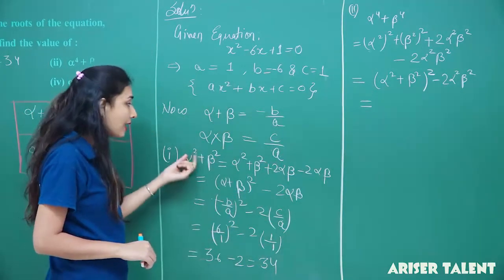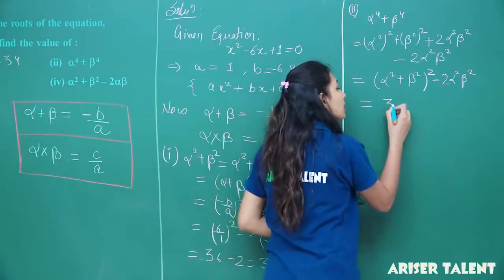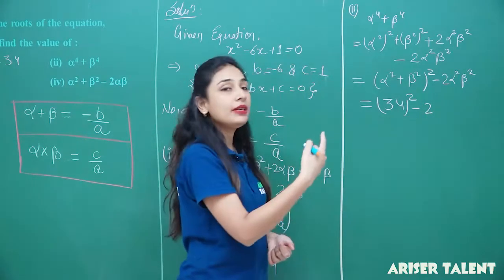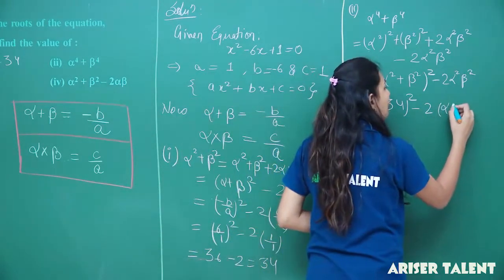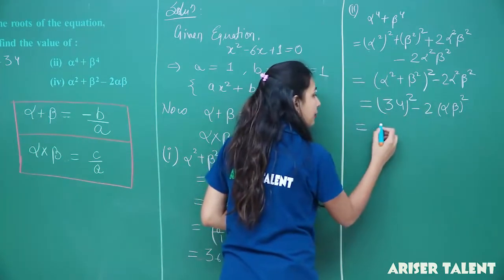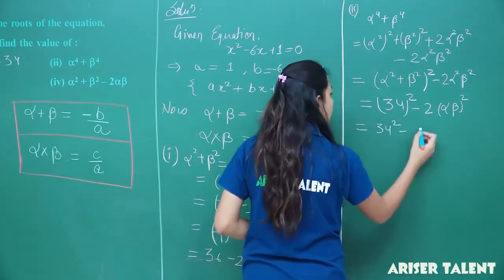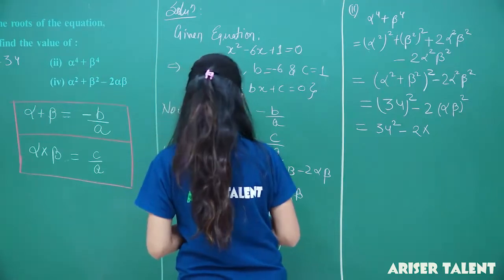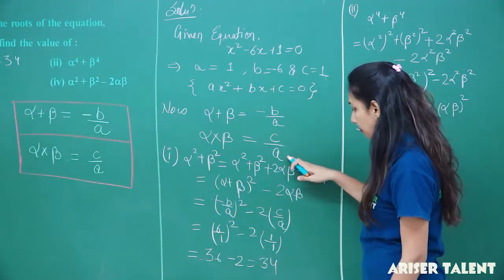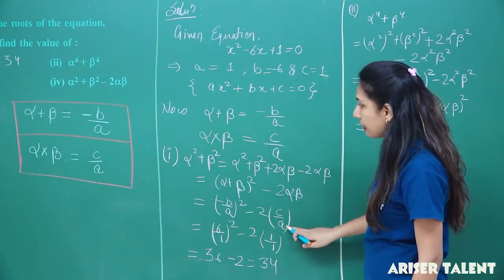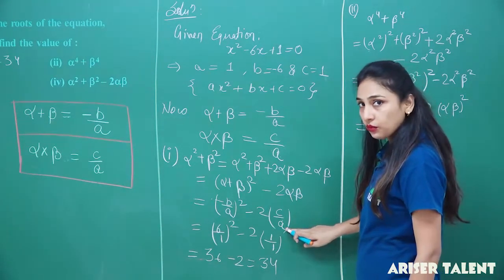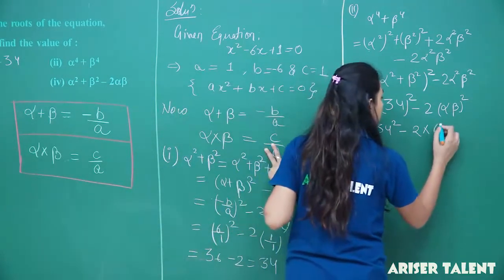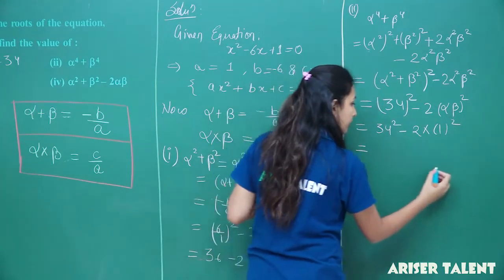Now, the value of alpha square plus beta square equals to 34. So, I will just put 34 here, squared, minus 2 alpha square beta square, which is again what? Alpha beta whole square. Okay. So, that will be 34 square minus 2 multiplied by alpha beta, whole square. Now, the value of alpha beta was c by a. Now, c was 1 and a was again 1. Okay. So, the value of alpha beta is again what? 1. So, 1 square. So, what can it be?